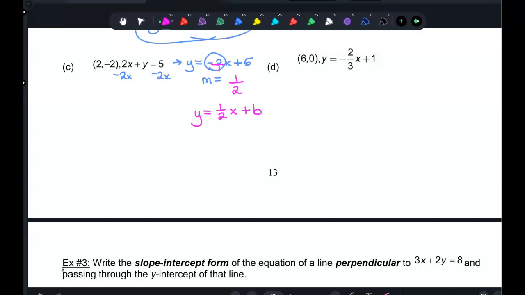And then that's the answer? No. Well, what's the problem? I can't have a b in my answer. I need to figure out what that is. Then isolate b. Your y will be negative 2, so negative 2 equals 1/2 times 2 plus b. We're still doing instruction. We're almost done.